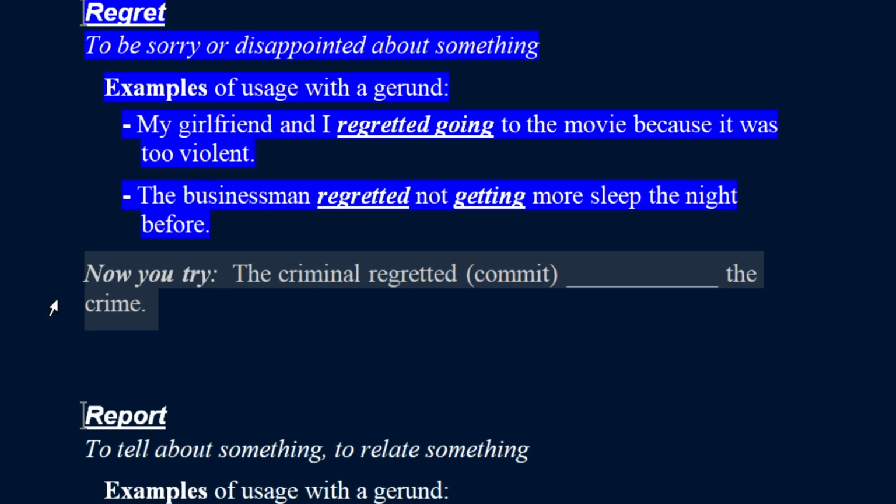Now you try. The criminal regretted commit the crime. The criminal regretted committing the crime.